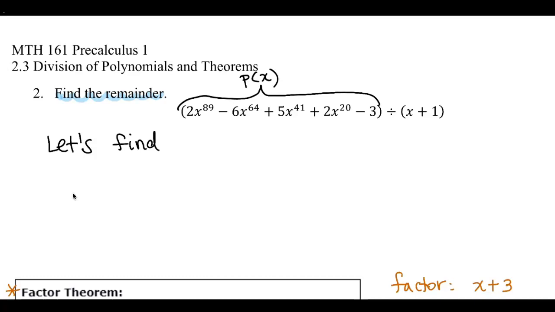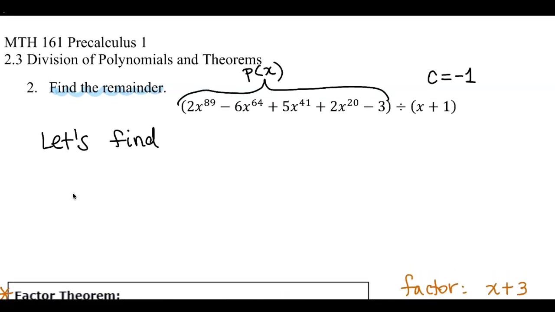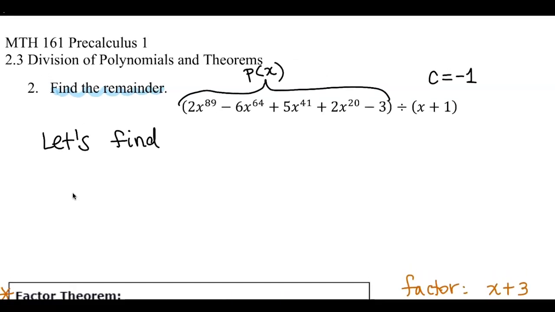Okay, I'll just call that P of x, and I am dividing by x plus 1. So I will go ahead and find c equals -1. Let's find P of -1.